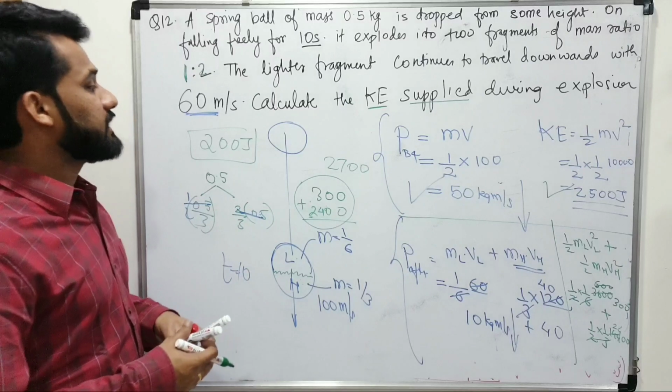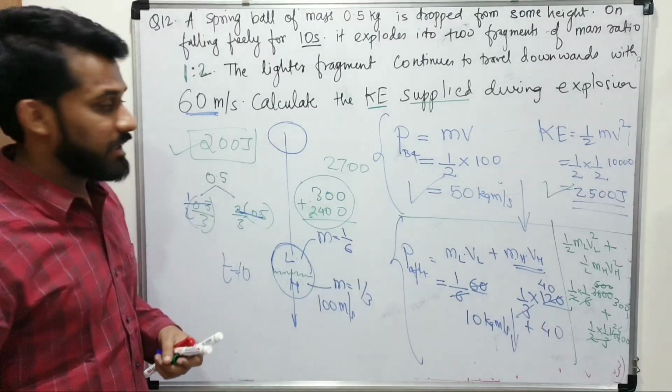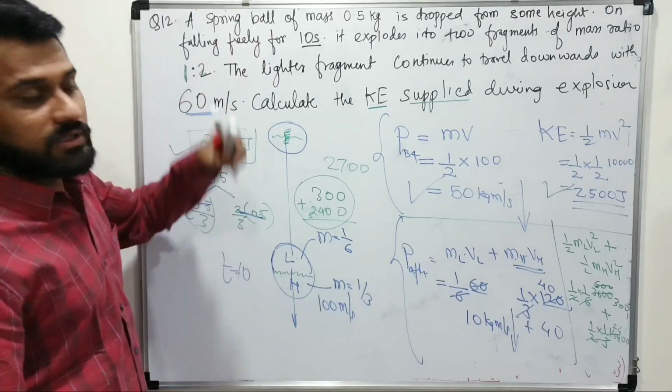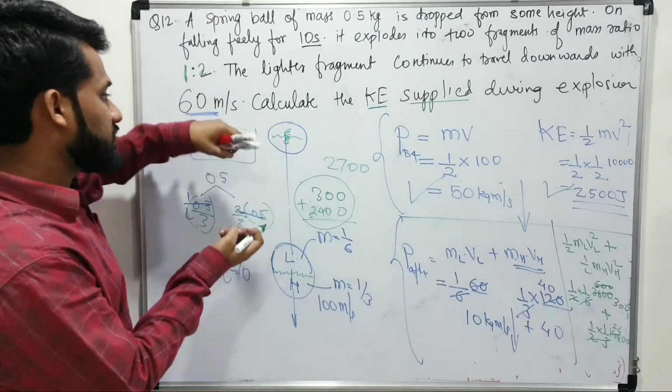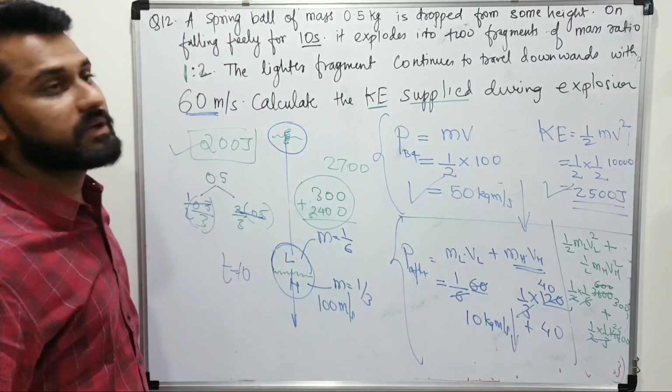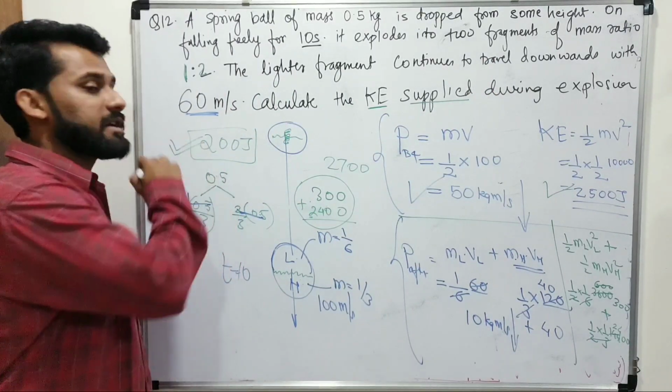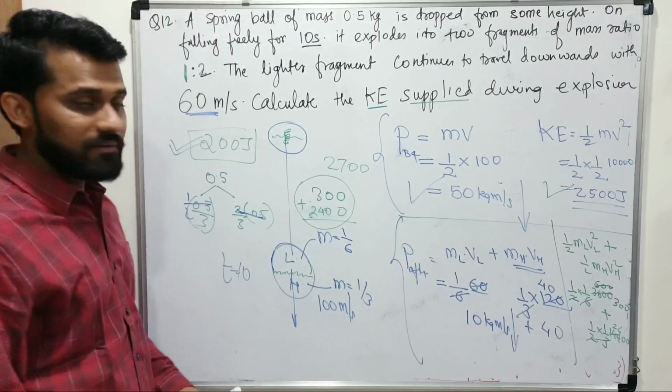Which quantity? The extra 200 is provided by what? It is provided by the spring inside this spring ball. The spring had stored that energy 200 and it provides that energy during the explosion, and the kinetic energy supplied during the explosion is 200 joule. So the answer for question number 12 is 200 joule.